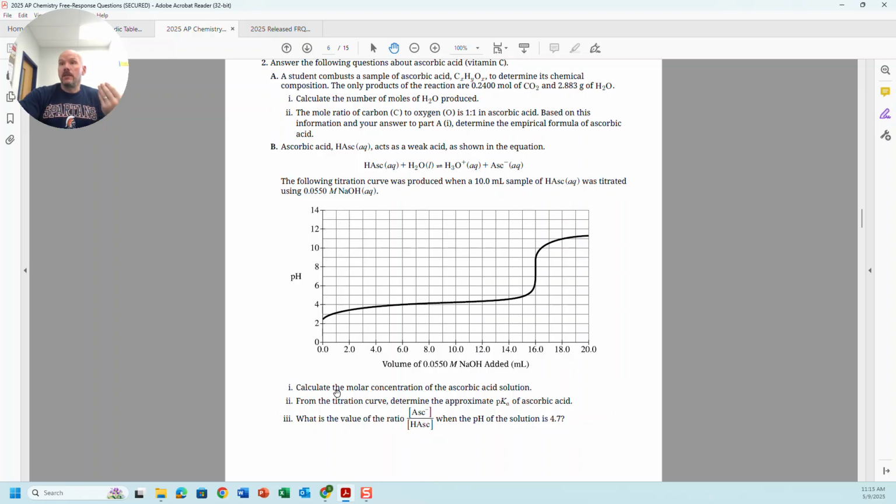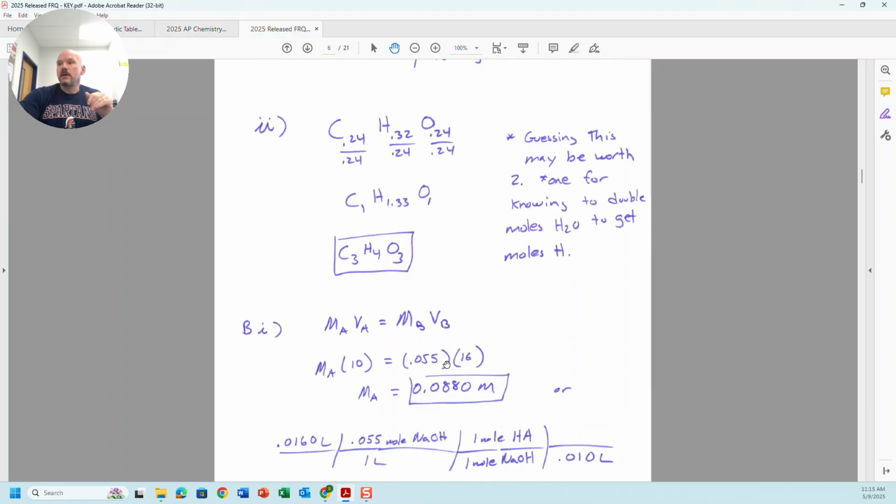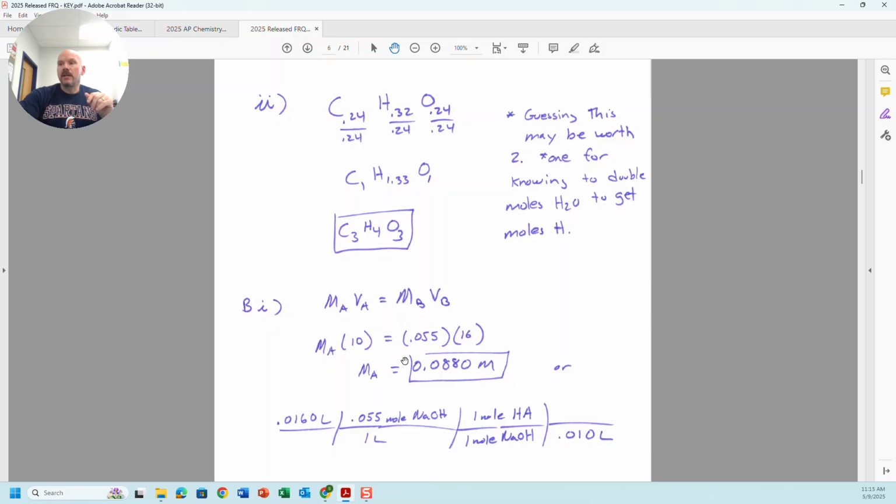In part 1, we want the molarity of the acid, and so we have to use our titration curve to figure out the volume of the base. And remember, it's the equivalence point. So we go to the equivalence point, the point of inflection on the titration curve, and it's 16 milliliters. So 16 milliliters is our volume of base. So we have volume of acid, we have volume of base, we have molarity of base. All we have to do is solve for the molarity of the acid. Okay, so the molarity of the acid when we plug in everything comes out to be 0.0880 moles per liter, or capital M.